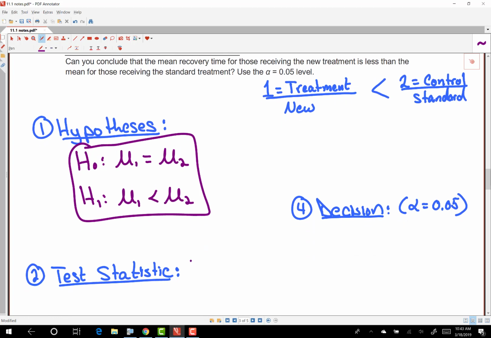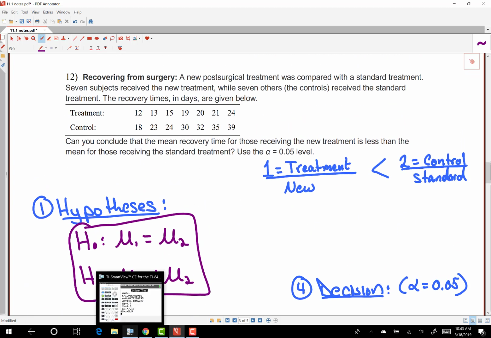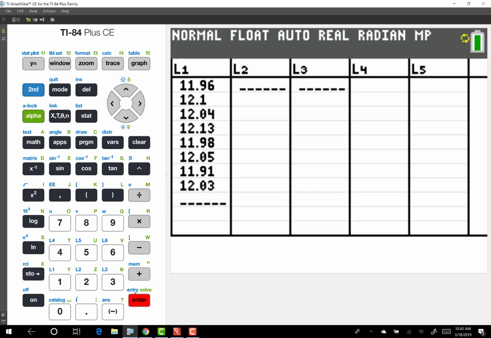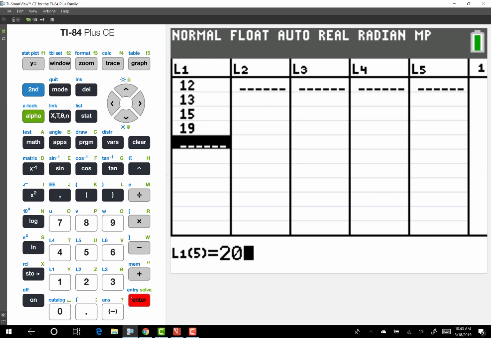Okay, and then we're ready to get the test statistic, which will be T, and we're going to have to put this data into our calculator. So I'm going to switch over to my calculator, and we'll go into Stat Edit, first of all, and I'm going to clear out my list 1, and if I had anything in list 2, I would clear that out as well. So we're going to put the treatment group, which we called group 1, in list 1. So we have 12, 13, 15, 19, 20, 21, and 24.